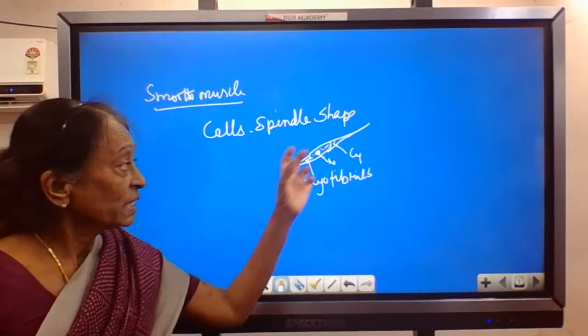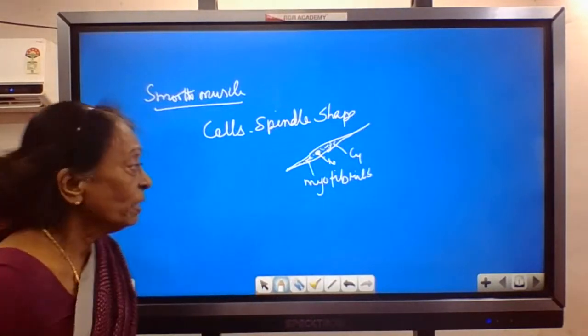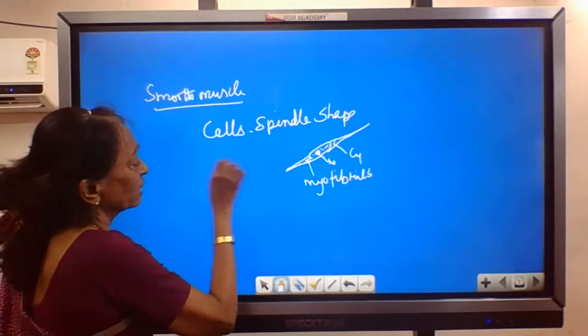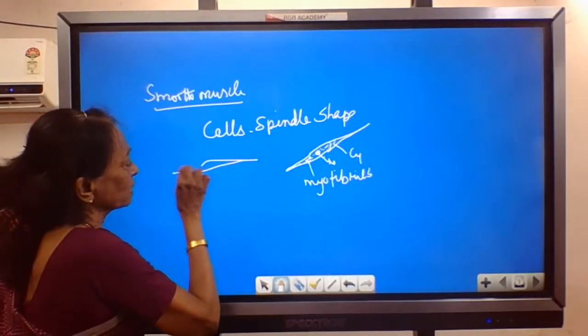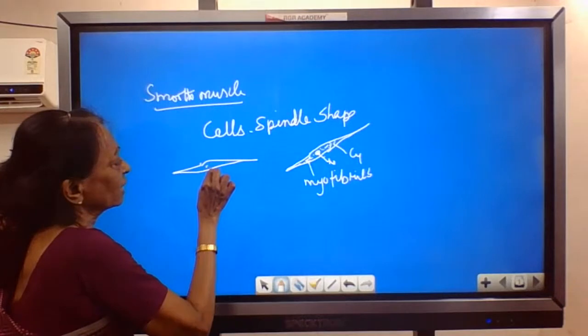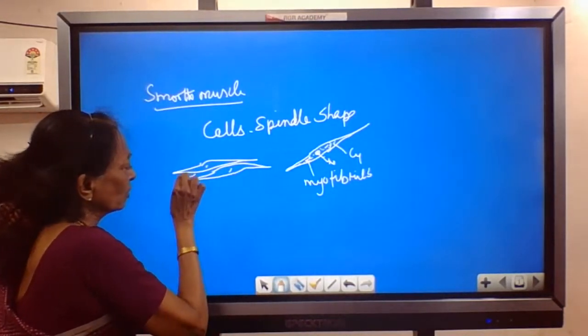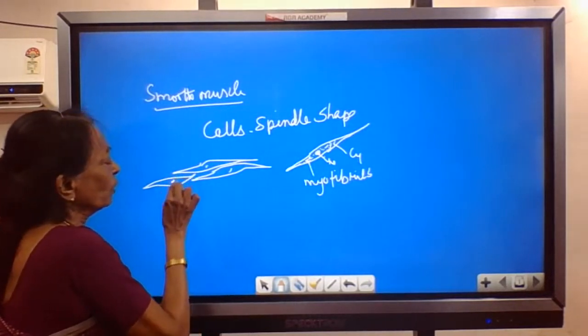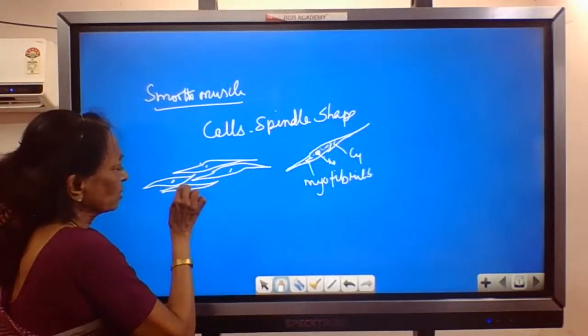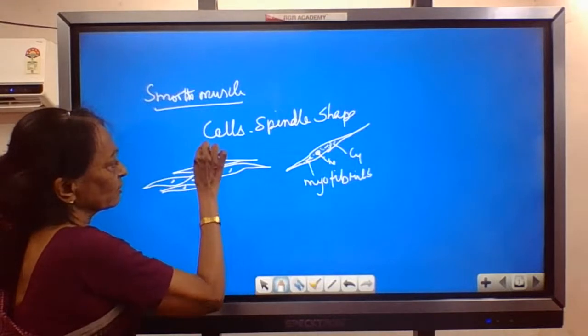Alright, now because these cells are spindle in shape, they are arranged in the form of layers. That is, they will fit into the shape like this. Suppose one cell is here, and another one will fit in here. Another one will be like this, and another one will come over here. So they form layer by layer like this.